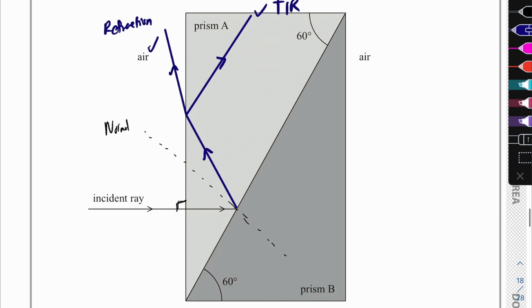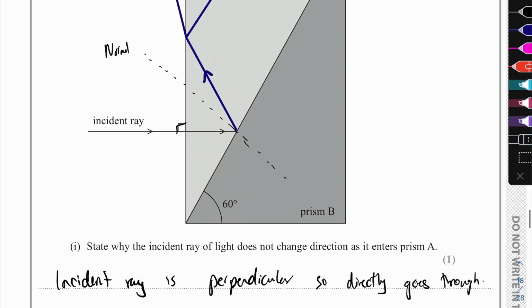Now let's look at the ray that goes in. We know that prism B is more dense than prism A. So what should happen? It should slow down, right? It should slow down. Then, because it reaches air again, it should come faster again. So, it speeds up.